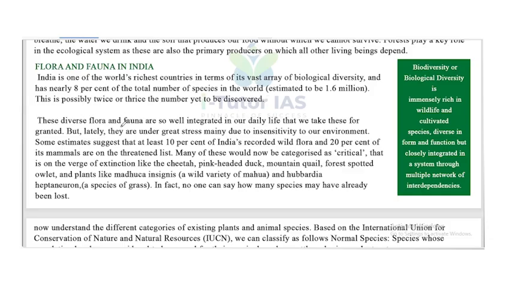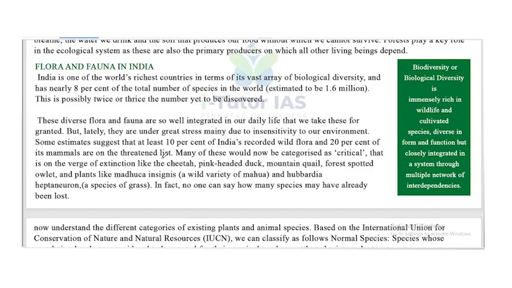These diverse flora and fauna are so well integrated in our daily life that we take them for granted. But lately, they are under great stress mainly due to insensitivity to our environment. Some estimates suggest that at least 10% of India's recorded wild flora and 20% of the mammals are on the threatened list. So there are many flora and fauna in India, but 10% of the flora and 20% of the fauna are on the threatened list.